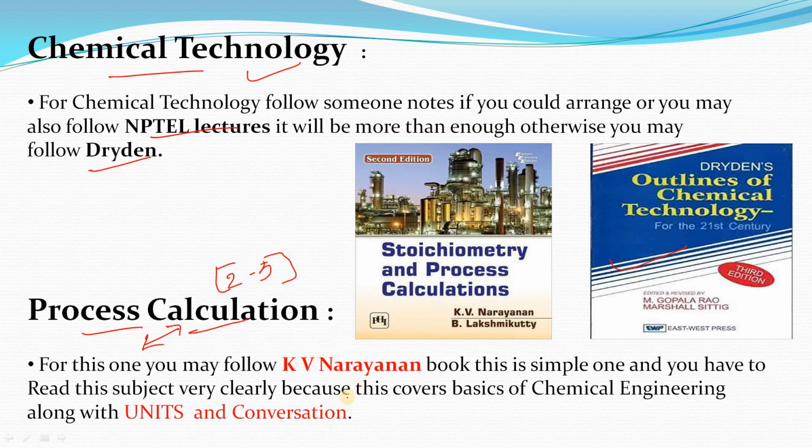What I want to tell you is that if you are covering this subject, that's good, because it will enhance your practice. For this subject you can follow KV Narayanan. This is a good book and simple in language as well, and along with that you can solve the previous year questions. That's enough for you. The main advantage of this book is that it will familiarize you with units and conversions. That's the main and best advantage of the process calculation subject.